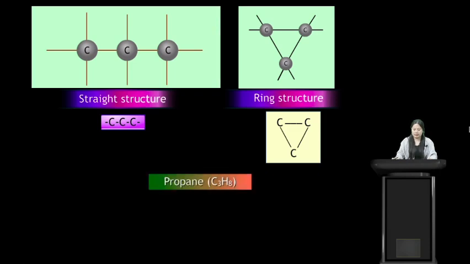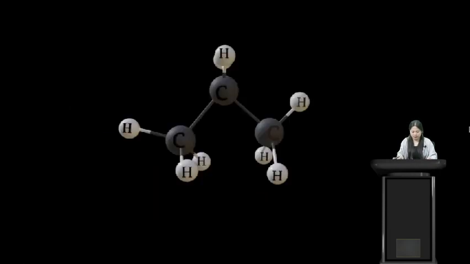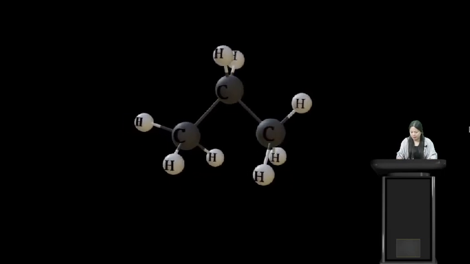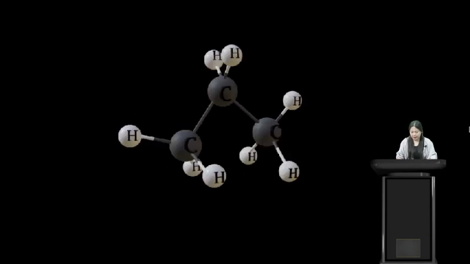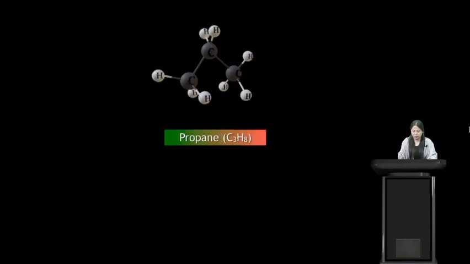So this is an example of propane. Both are propane. They have the same formula, but the arrangement, their structure, is different. The number of carbon atoms in both cases is 3. Yes, students? Now we have another example here. Let us see. The number of carbon atoms here is 3. Yes, this is propane. The number of carbon atoms is 3.